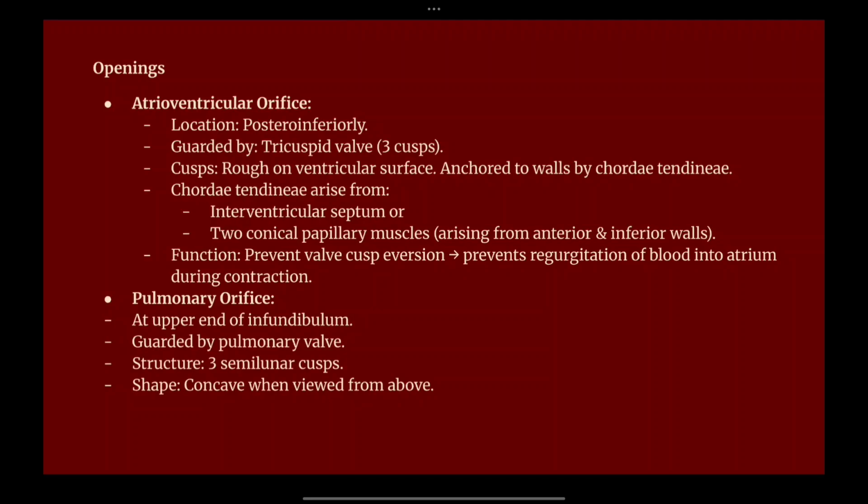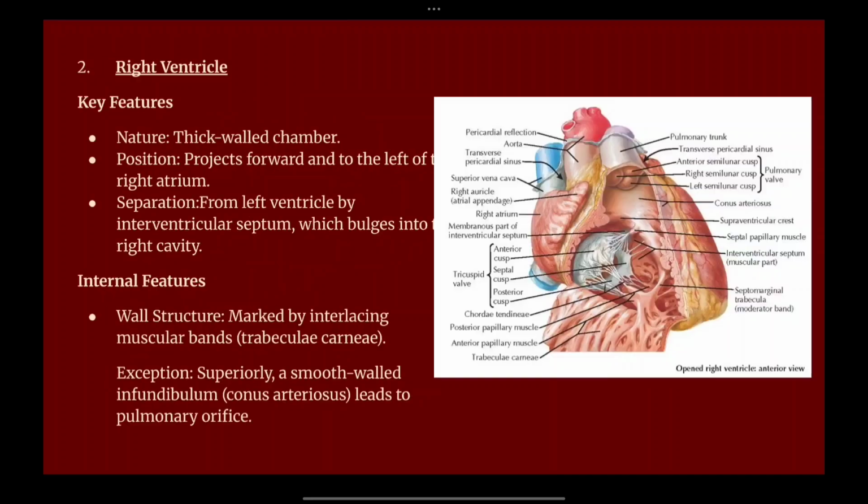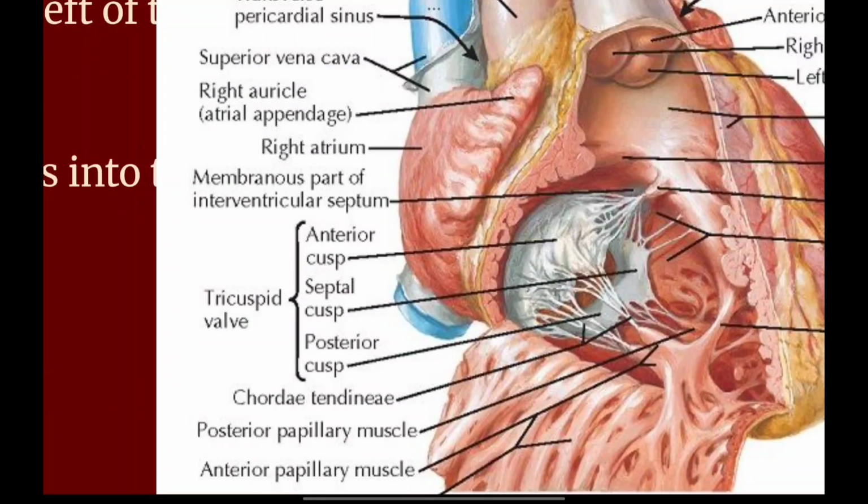So there is the atrioventricular opening. It is the opening between the right atrium and the right ventricle, called the atrioventricular orifice. It's located posteroinferiorly, and it is guarded by a three-cusped valve, the tricuspid valve. These cusps are rough on the ventricular surface and anchored to the walls by chordae tendineae. First we'll see the image of how it is. This white thing that you see is the atrioventricular valve, and it is rough from the ventricular side, on the outside.